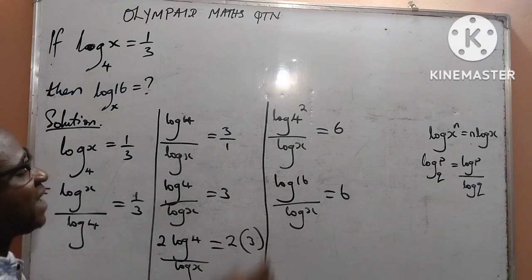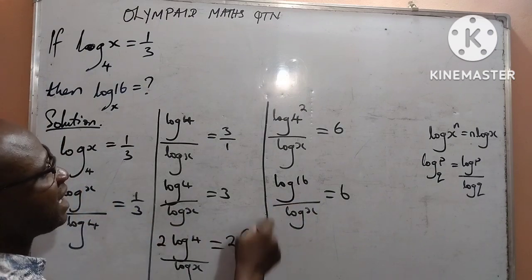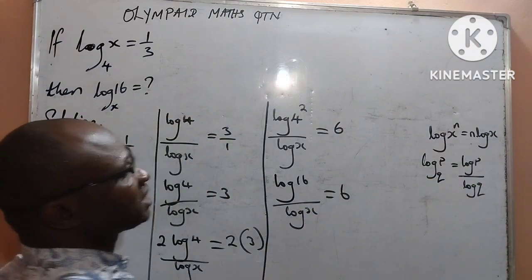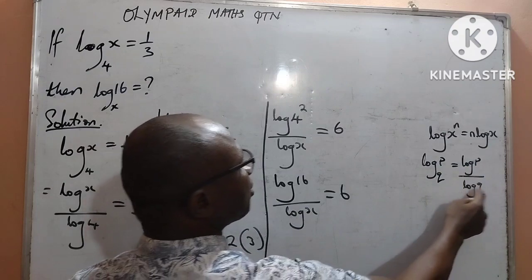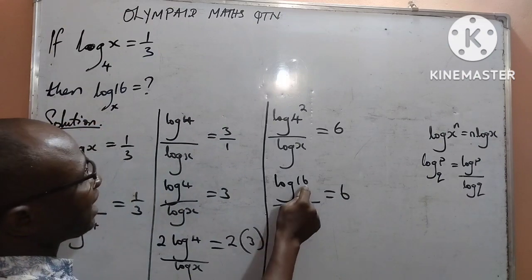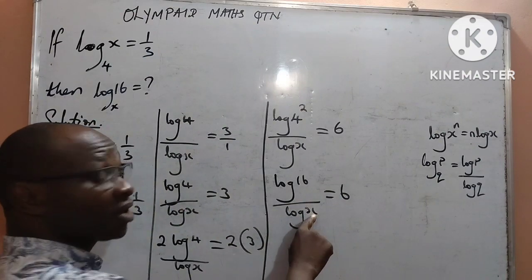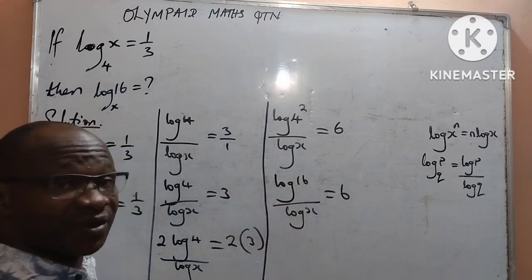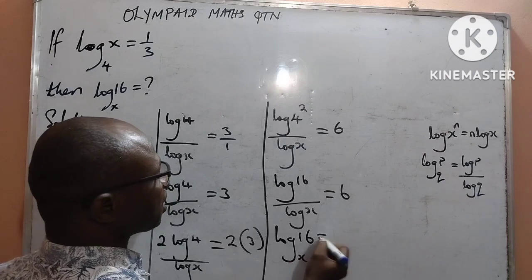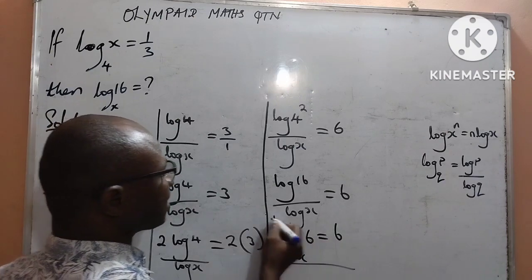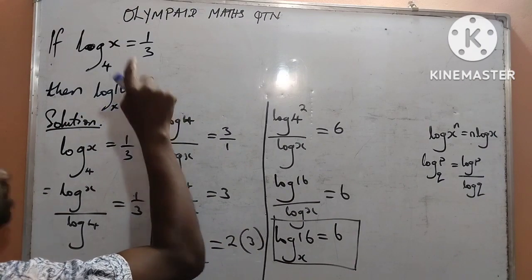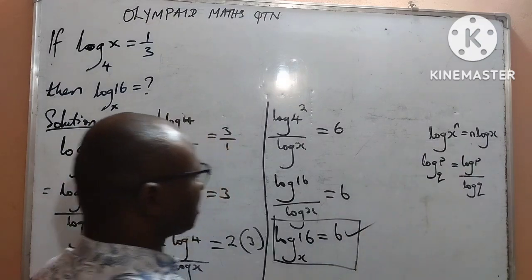Which means, if I now put it as a single log, since I have log 16 and log x, remember this law: if I have log p divided by log q, it is the same thing as a single log of p to base q. So I will now make my denominator, which is log q, become the base of log 16. And that is the log of 16 to base x equal to 6. Final answer. That is what we are given to find, log 16 to base x, and that answer is 6.